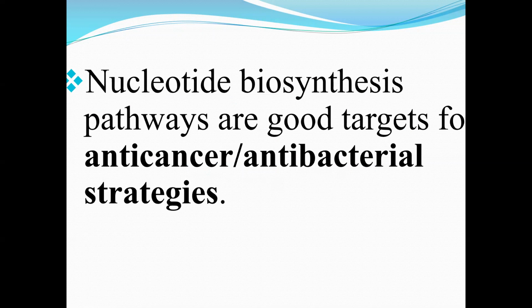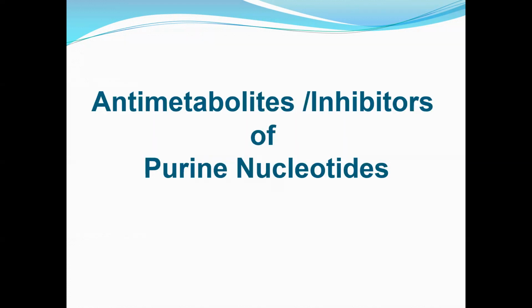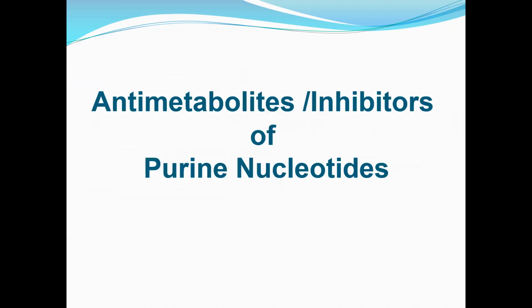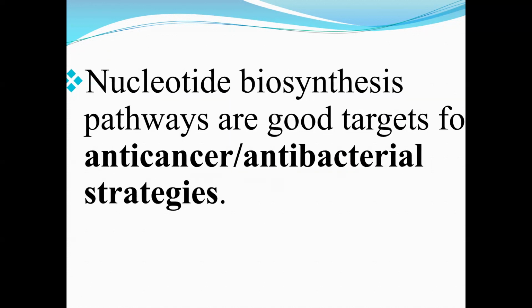What is the significance of these antimetabolites or inhibitors? Their best significance, or we can say advantage, is to inhibit this pathway in certain crucial conditions when the body gets weakened by disorders like cancer or bacterial infection. We can utilize this strategy to inhibit the synthesis of purine nucleotides just to stop cancerous growth or bacterial growth inside our body. So this is a very good pathway.